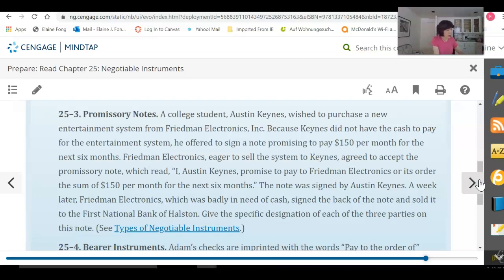Our next part of the video, part 2 of chapter 25, we're going to start looking at what are the 6 elements of a negotiable instrument. And so I'm going to close out of this first part and pick up with that.